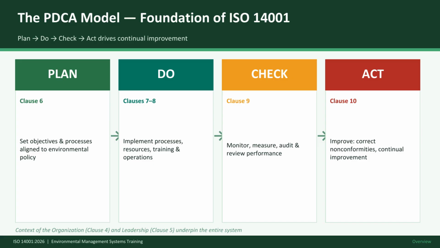Do, you actually run the operations and controls you designed. That is clause 8. Check, you measure whether things are working, monitoring, audits, management reviews. Clause 9. Act, if something is not working, you fix it and improve. Clause 10. Then the cycle starts again. This is called continual improvement.